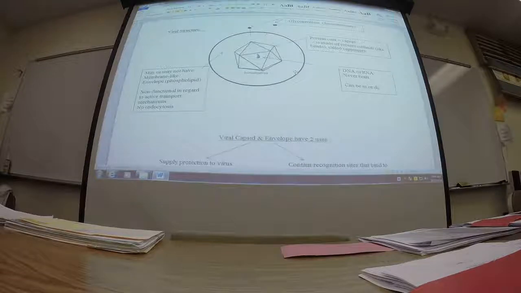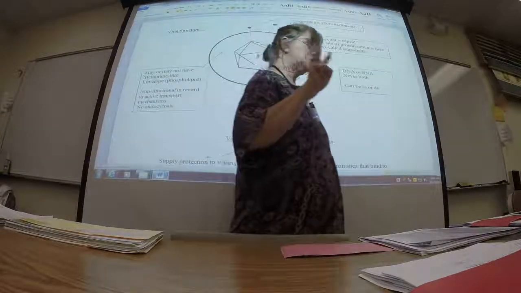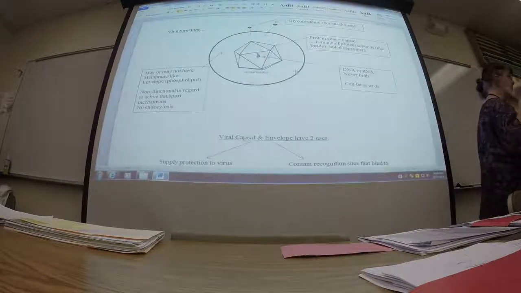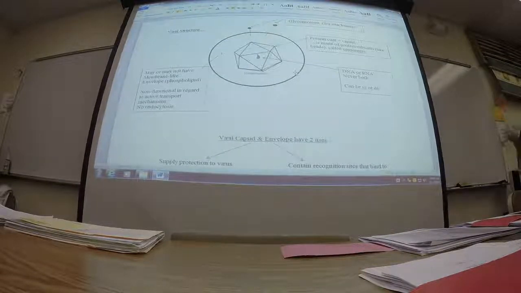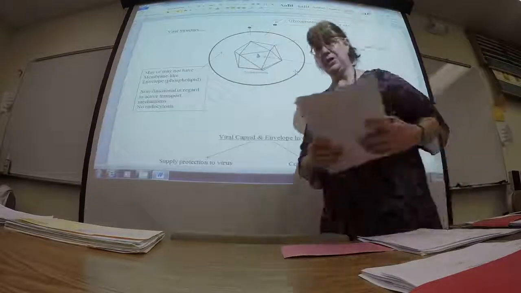This is where I'm going to go first. There are 3 shapes. This is the polyhedron shape. If you don't have this handout, let me know. Okay. 3 shapes.